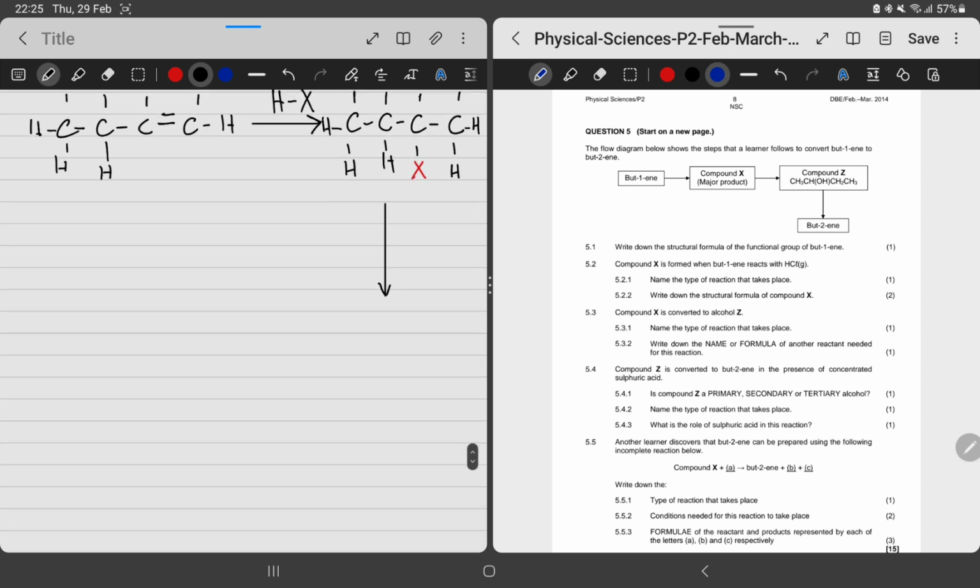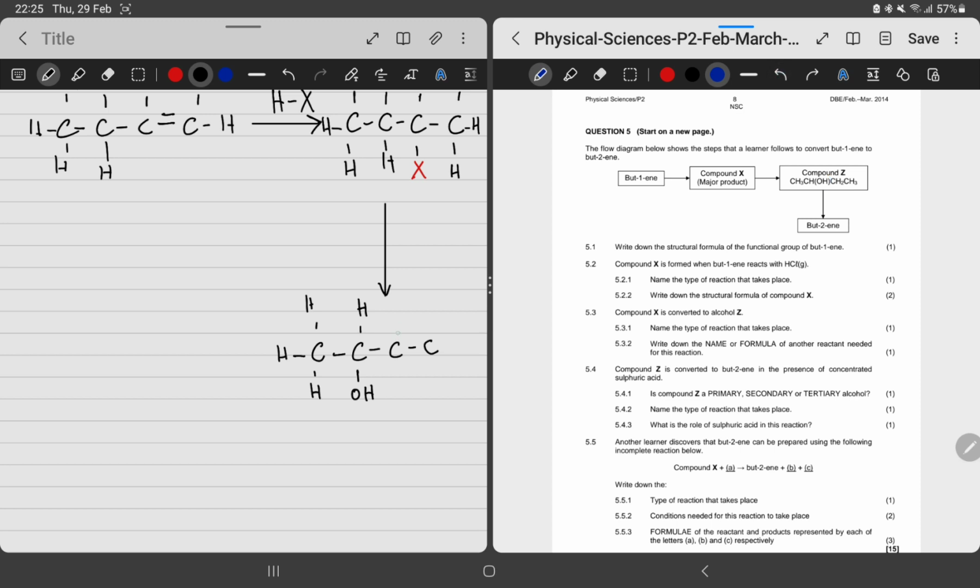And then compound X is going to undergo a reaction to form an alcohol. Okay. So see, it's 1, 2, 3, 4. So I have 1, 2, 3, 4. The first carbon has 3 hydrogens. The second carbon has a hydrogen and a hydroxyl group attached to it. So when you have brackets like that, it means that that is a branch.